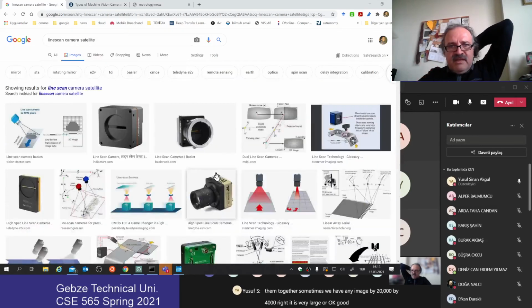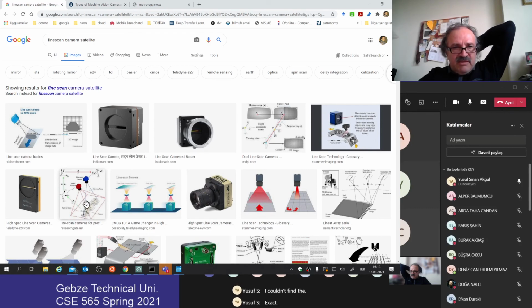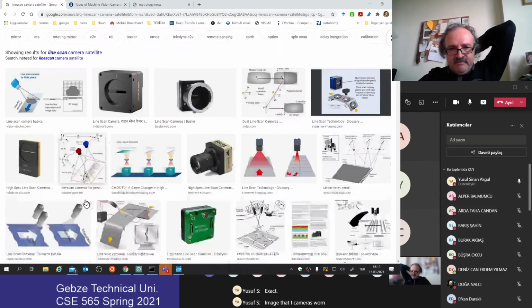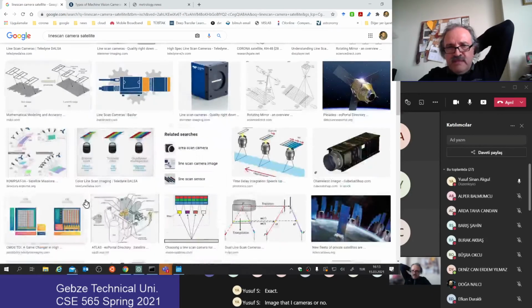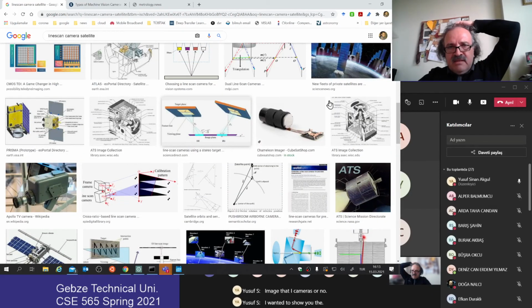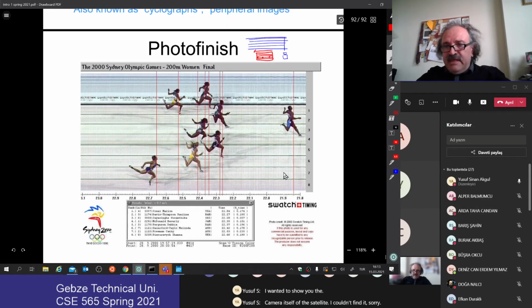I couldn't find the exact image of the camera. I wanted to show you the camera itself of the satellite. I couldn't find it, sorry. Okay, so that's it for this chapter.